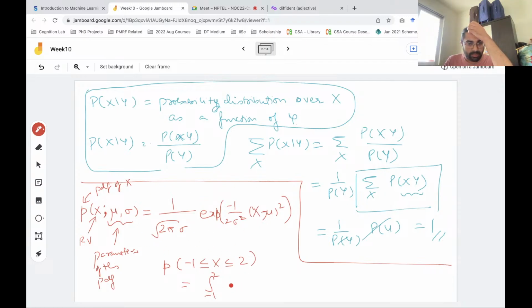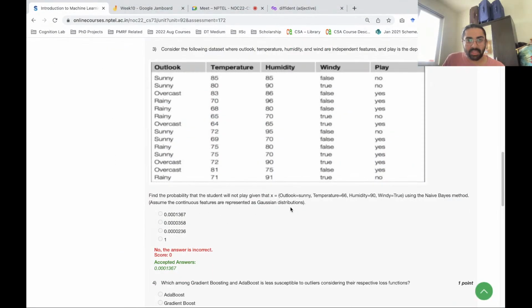I will integrate this particular function, p of x given mu and sigma. This just turns out to be the CDF at 2 for this function minus the CDF at -1. So this is the idea. Hence this question, which asked about temperature equal to 66 and humidity equal to 90, is not the right way of asking this question.